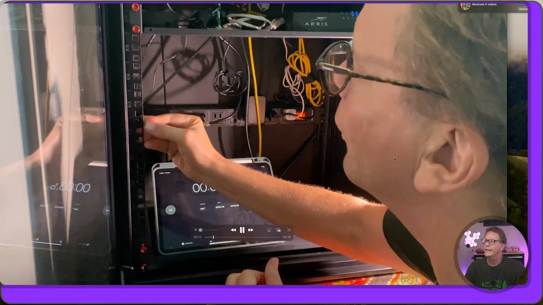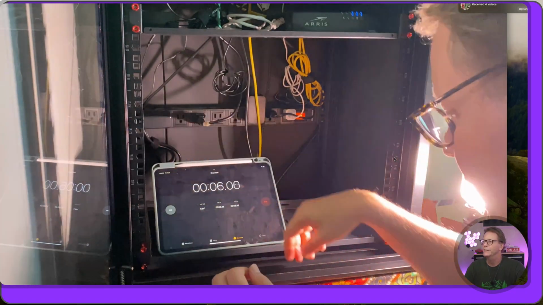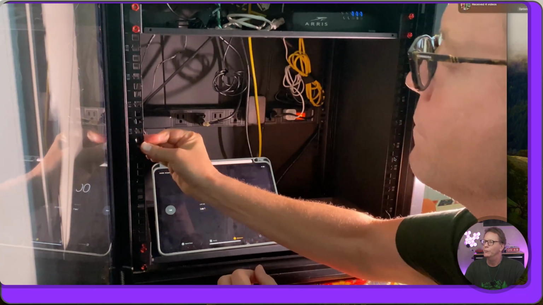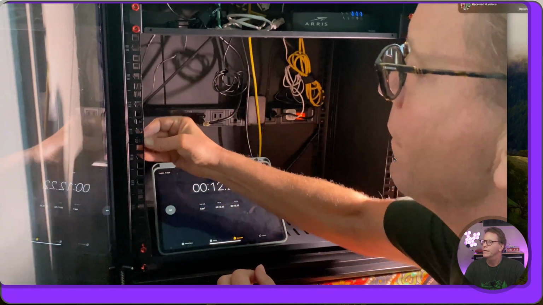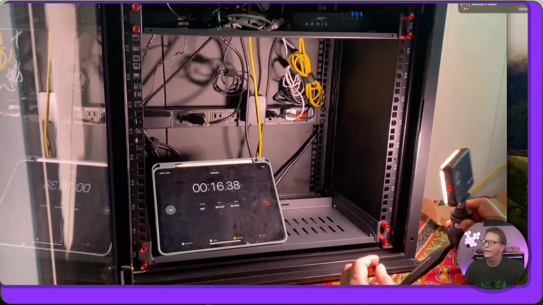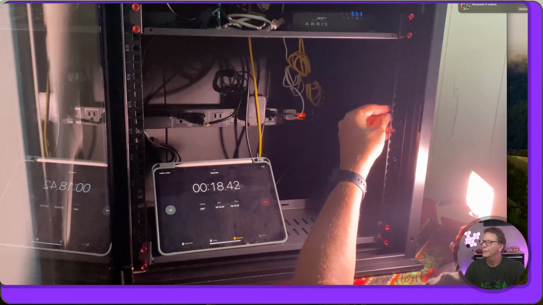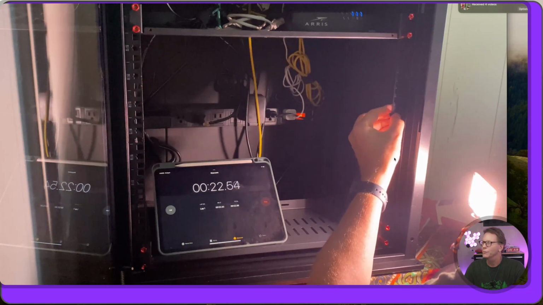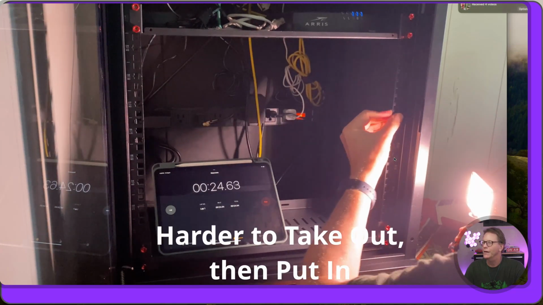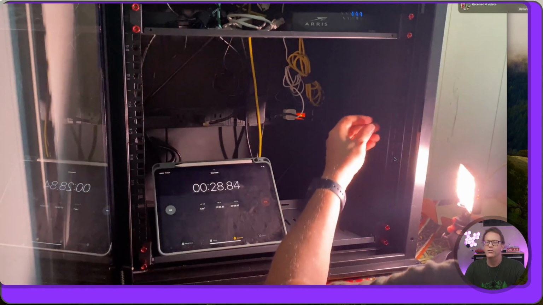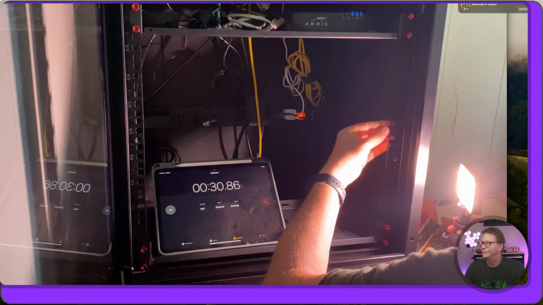So first we did the cage nuts, and they go in pretty easily. I've done this many times before. Now the thing about the cage nuts, it's not just putting them in, but it's also taking them out. So it actually seems to be even harder to get something in rather than taking them out. Unfortunately, I didn't record that part.